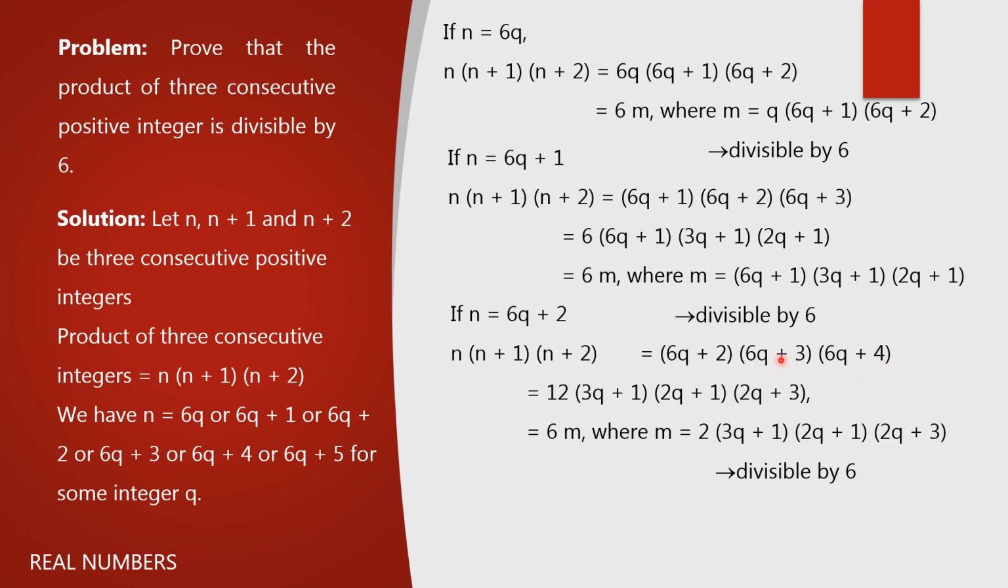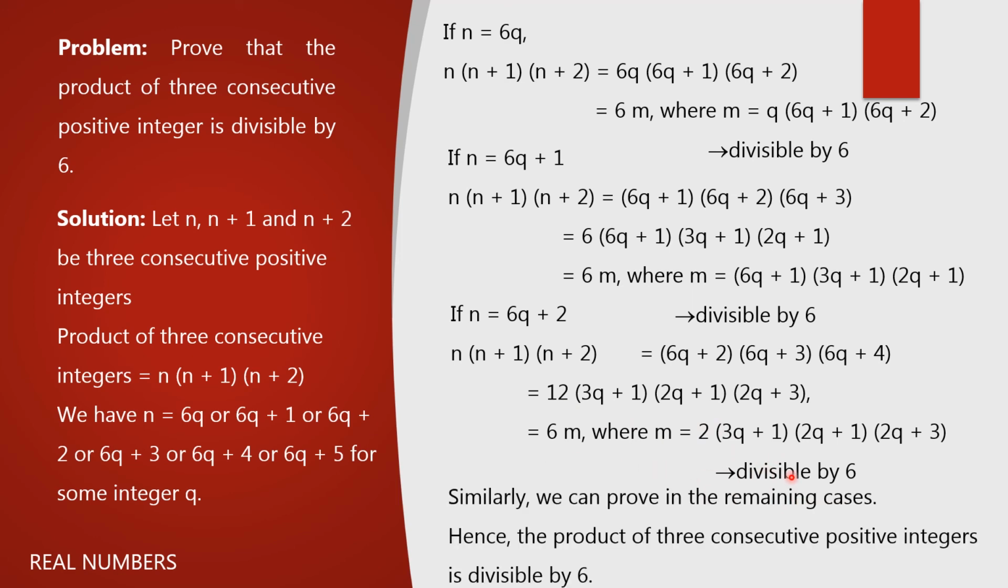Okay, take 2 common from the first product, 3 from the second product, and again 2 from the third product. You get 2 times 3 times 2, 2 into 3 is 6, 6 into 2 is 12. Here 2 is taken out, that's why 3q plus 1. 3 is taken out, 2q plus 1. 2 is taken out, 2q plus 3. This can be written as 6m, where m is equal to 2 into the remaining portion. Therefore this is also divisible by 6.